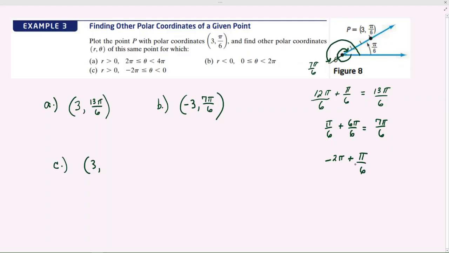So if I add pi over 6 to negative 2 pi, so that's like negative 12 pi over 6 plus pi over 6. Okay, so that's going to be a negative 11 pi over 6. So negative 11 pi over 6 fits this.